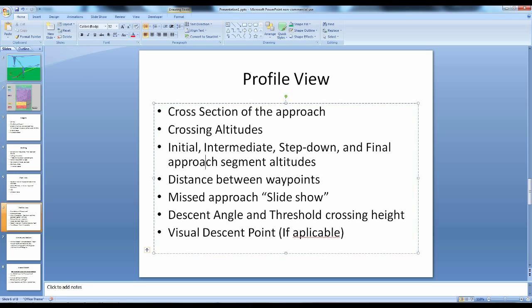Sometimes they might have intermediate, step down, and final approach mixed in with the plan view, but a lot of times you're better off getting it on the profile view because it can be confusing to find it on the plan view. It also has your distances between waypoints. Again, plan view will have that as well, but you can back it up with the profile view.